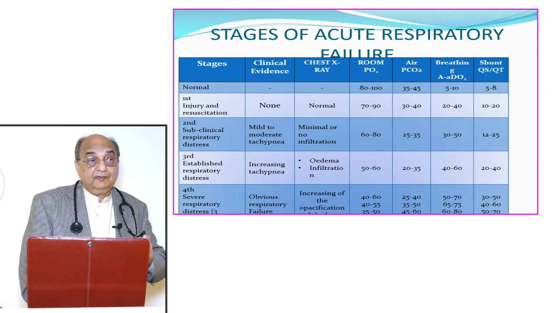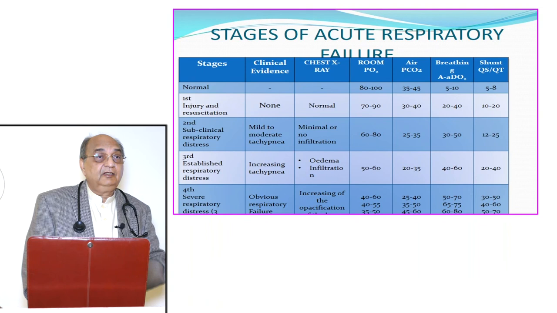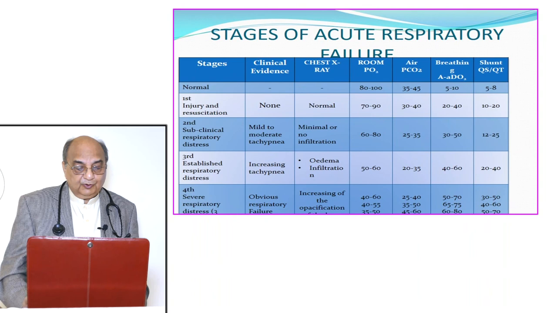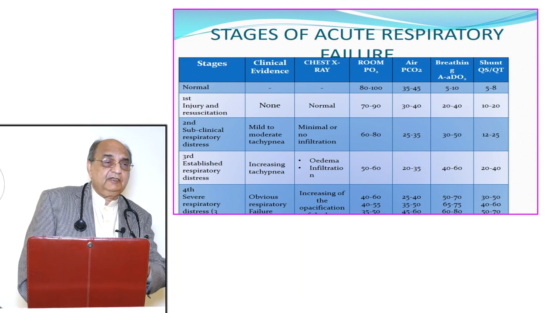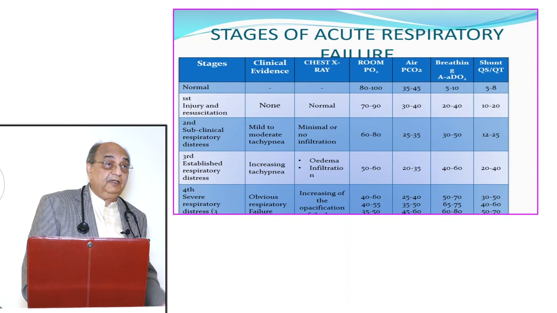What is the PO2 like? What is the PCO2 like? What is the A-a gradient? What is the shunting? The blood gases will tell you. So the longer you wait, the more problem you will have. Then last of all, severe respiratory distress. They also divide it into three subgroups. But if you remember these things only, it can give you an indication that the patient has gone gradually into full-fledged respiratory failure. That is ARDS.